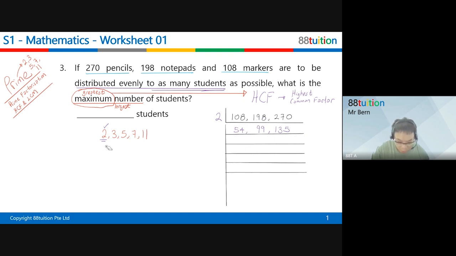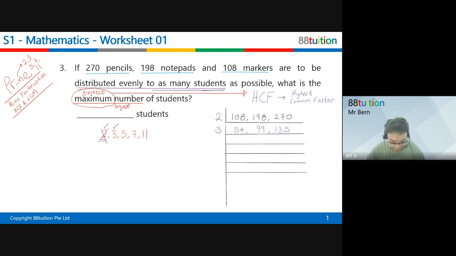So you don't use 2 anymore. You understand? Right? All 3 must be able to divide by the same prime number. If not, skip to the next one. Next one is a 3. Come, let's divide by 3.